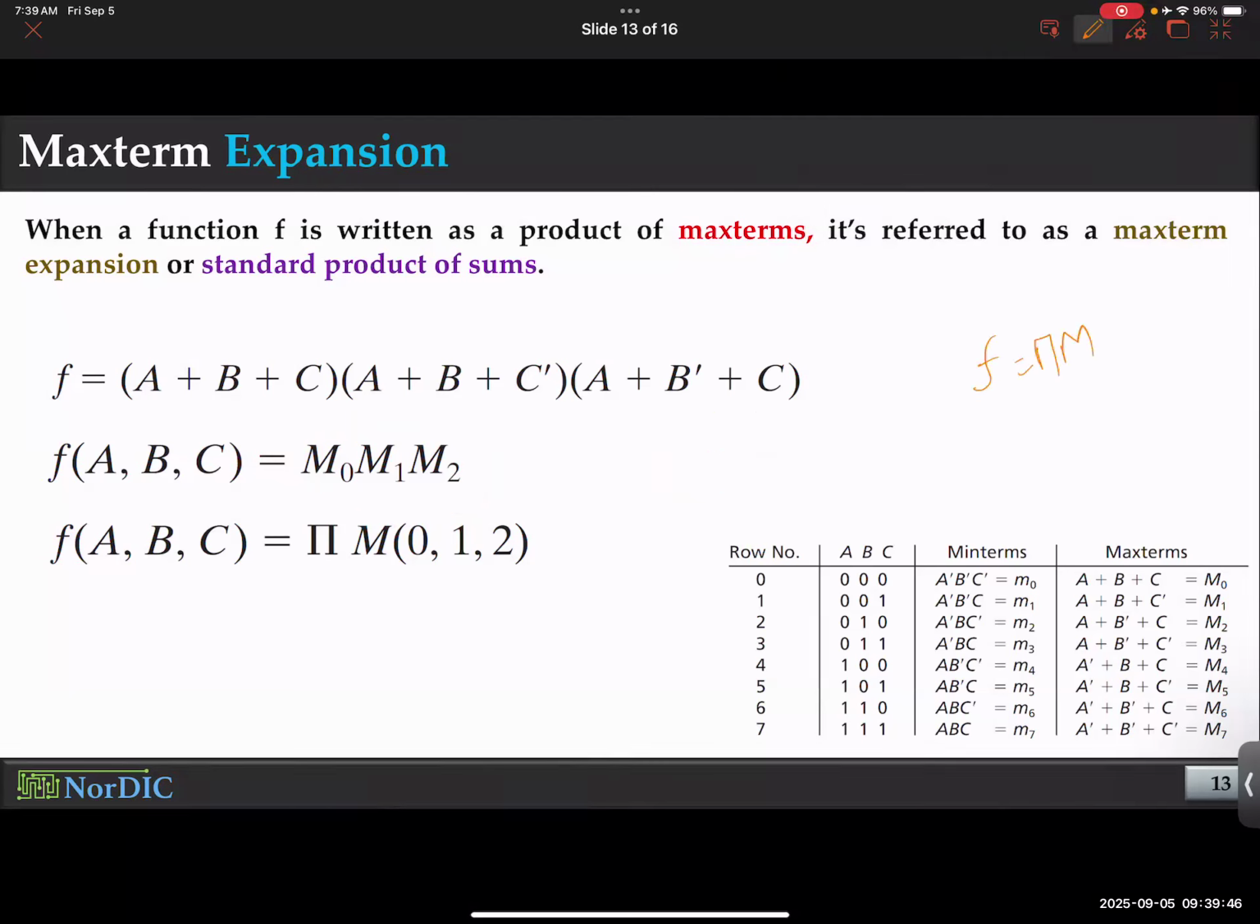that has sum of max term with 3 and 6, say, I'm first going to look for what is max term 3. It is going to be a plus b prime plus c prime. So let's do it. A plus b prime plus c prime. Okay, and then 6. What is 6? This is max term 6. So it's going to be a prime plus b prime plus c.